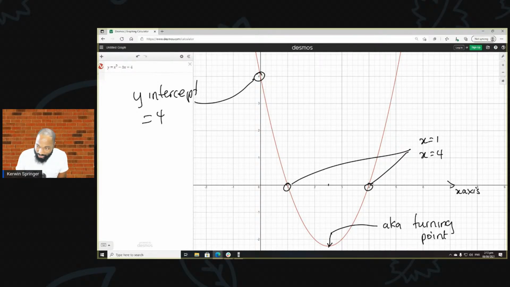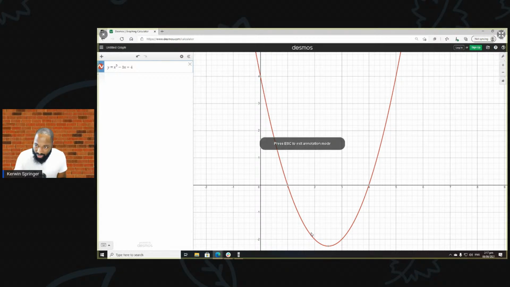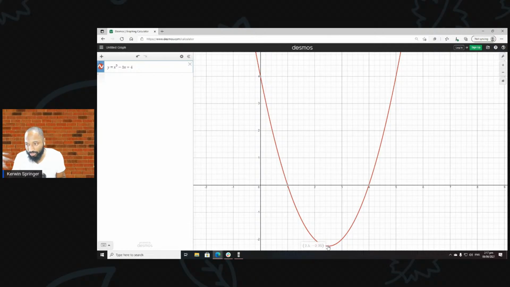So this turning point here, let me see if I can actually get the value itself here. There it is. I clicked on it just now. All you have to do is click on it and it brings it up, right? There it is. So the turning point of this graph is 2.5, negative 2.25.